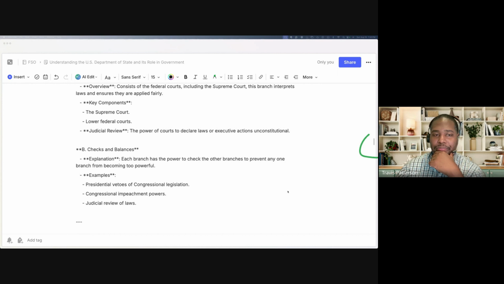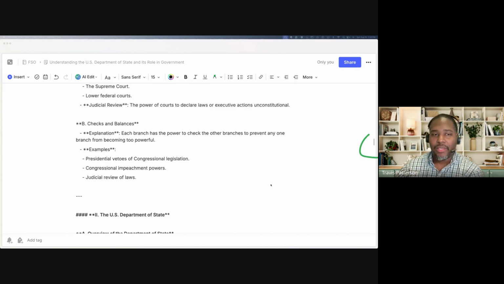We're almost there. Oh, speaking of checks and balances, each branch has the power to check the other branches to prevent one branch from becoming too powerful. Just said that. Examples: the president vetoes congressional legislation, Congress has impeachment powers, the judicial branch reviews the laws.